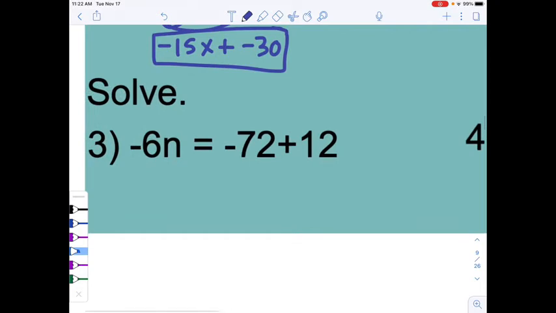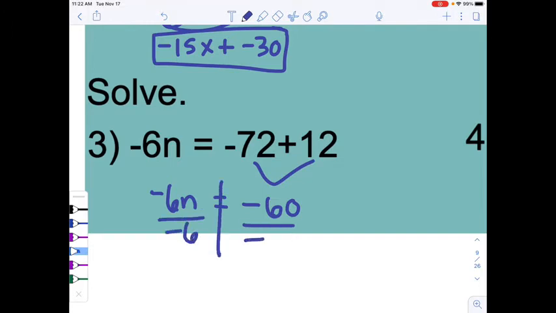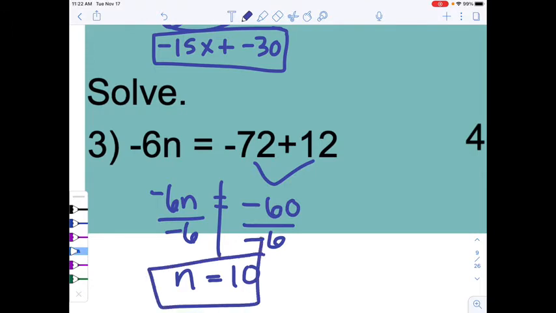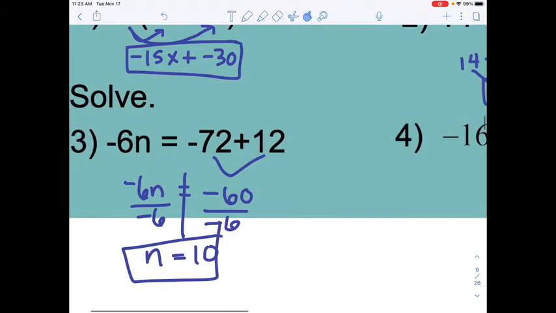Here we're going to solve. Negative 6n equals a negative 72 plus 12. I'm going to start by combining these. So I get negative 60 equals negative 6n. To get n by itself, I want to divide both sides by negative 6 because I want to do the opposite of multiplication. And I'm left with n equals 10. If you checked your work, bonus points for you. That sounded aggressive, but good job.